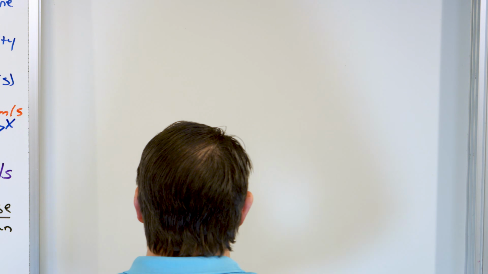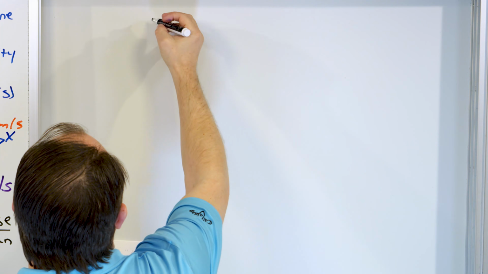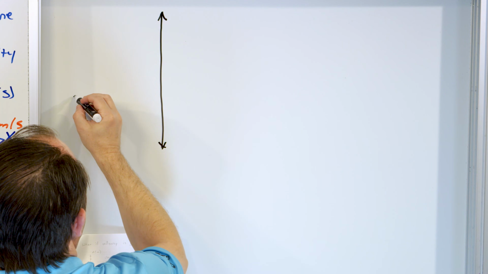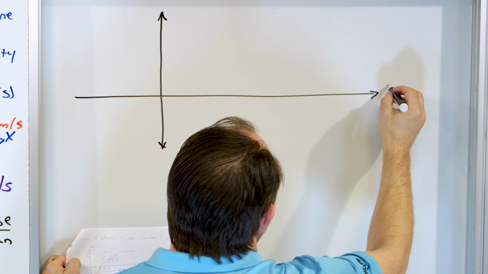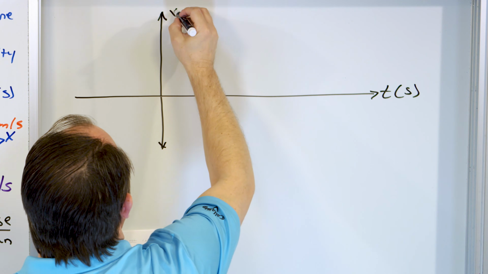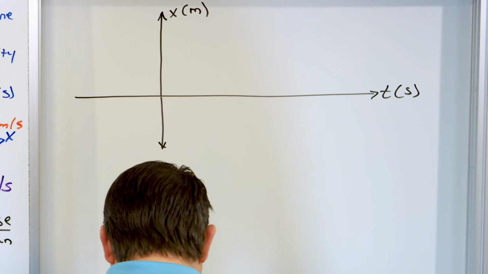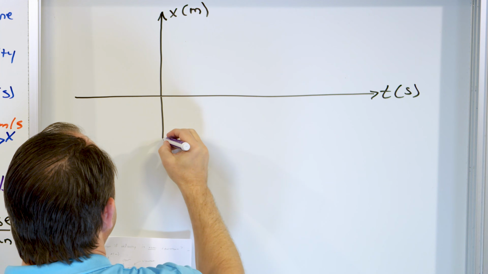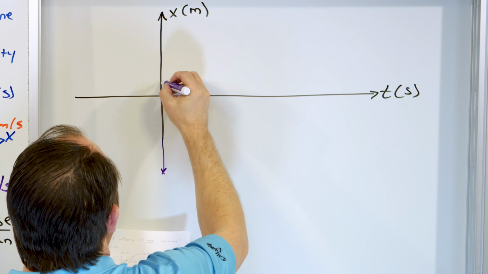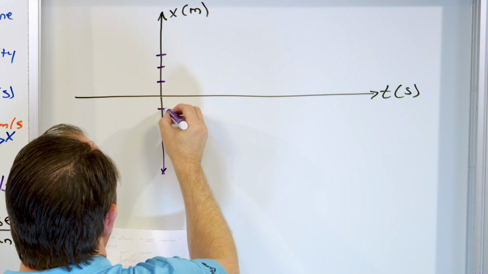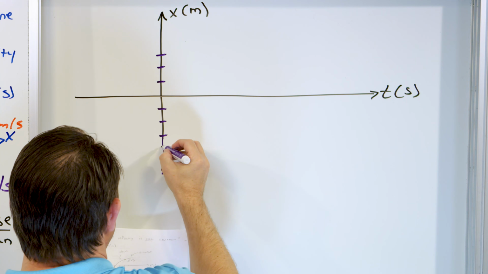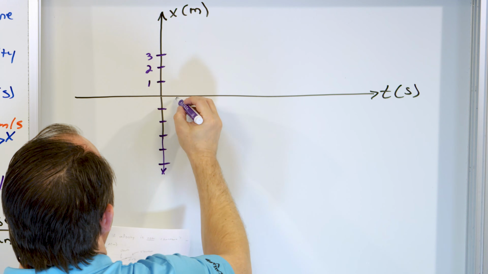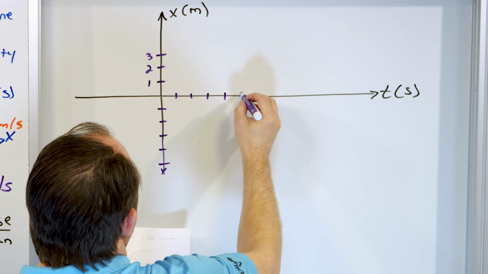And this is probably the most important graph in the whole lesson, so I really want you to pay attention to this one. Here we have the y-axis, and then here we have the x-axis like this. Same thing, t in seconds, and this is x in meters. I'm probably going to need to extend this down a little bit. So here we have 1, 2, 3, and then -1, -2, -3, -4, -5.